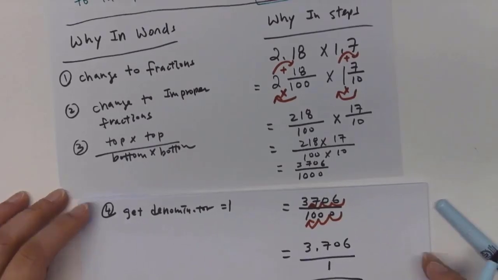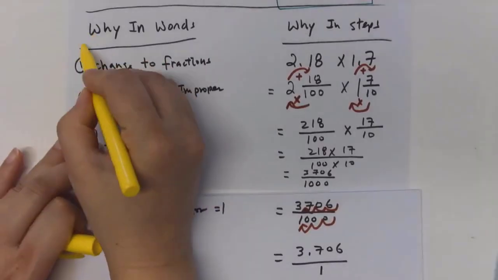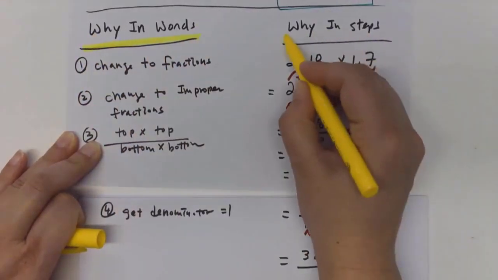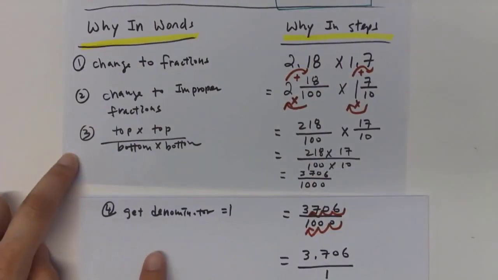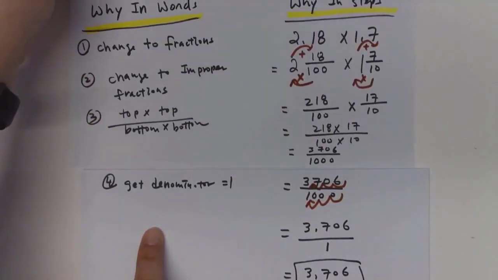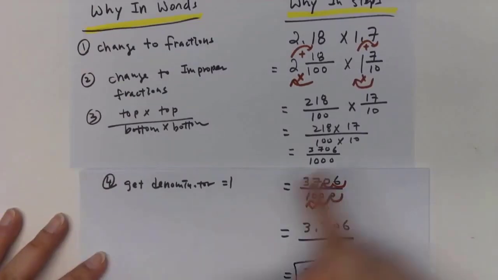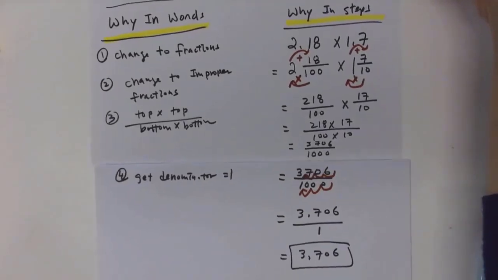3.706. On your homework and on the test, I can ask you to write the "how in words" and the "how in steps." Again, for the wording, you just need to write it one time. That's okay. You don't have to do it for every single part. And then you're going to show me the steps for the two questions. This was an example for multiplication. We're going to do one for division.